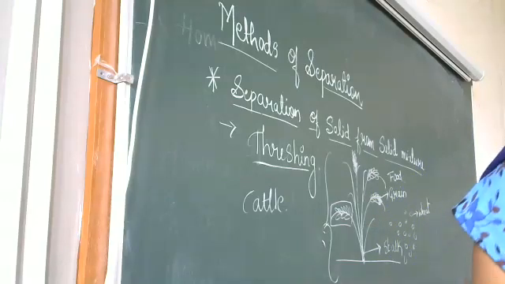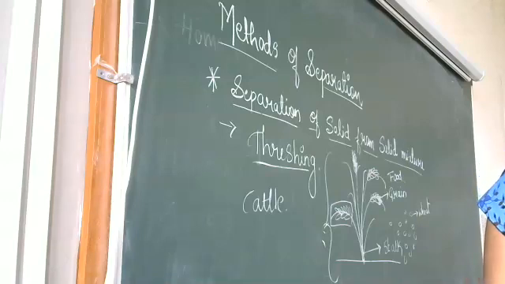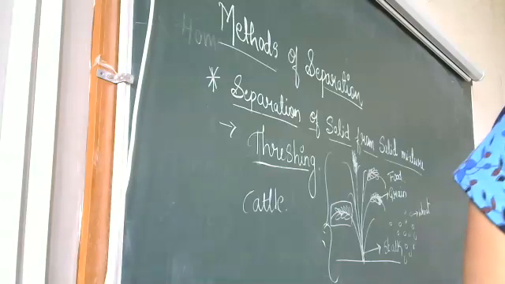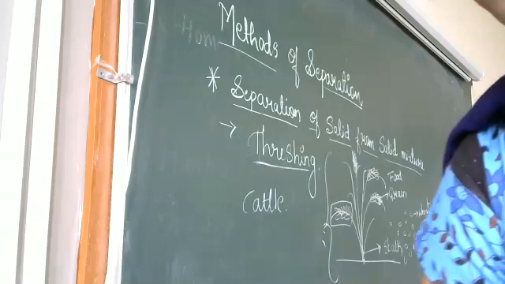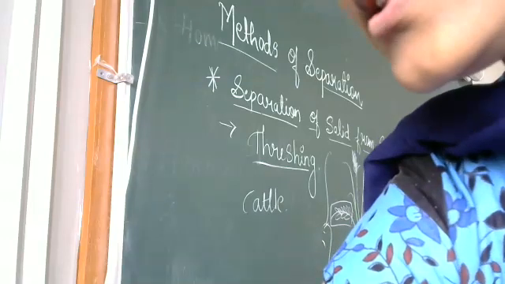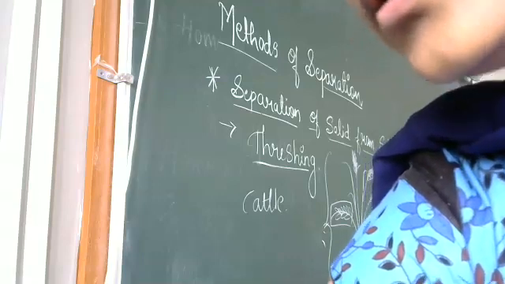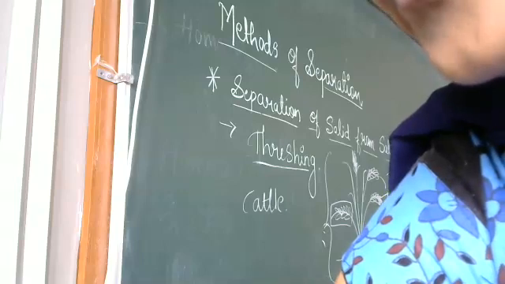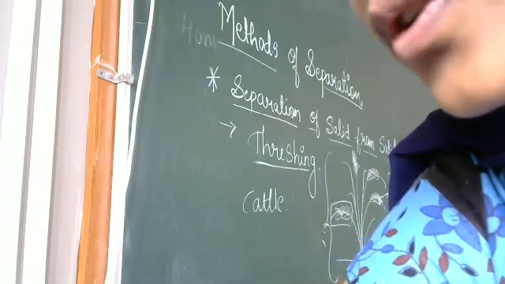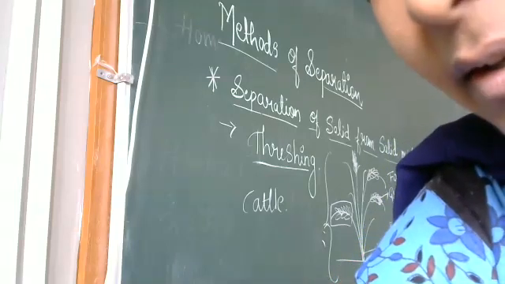Now, are you able to see that threshing, how they are beating it on the rock or stone? Yes, ma'am. Okay. Here also in the next picture, you see how the cattle are trampling on the stalks so that the food grains will be separated.